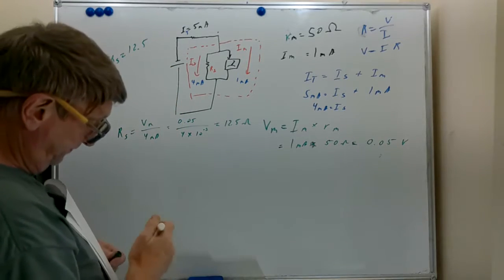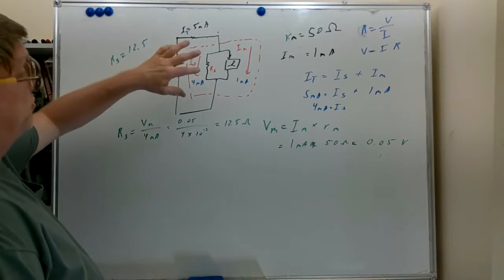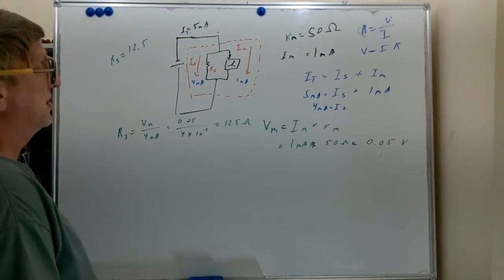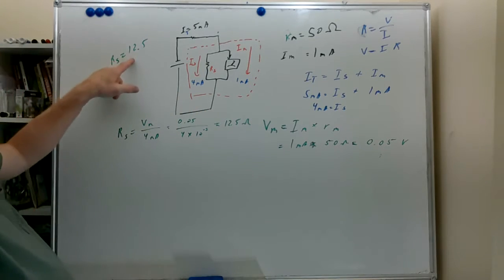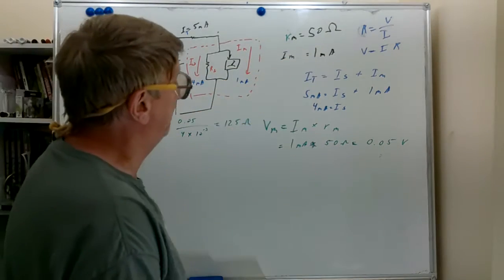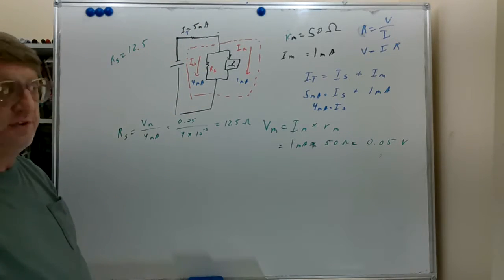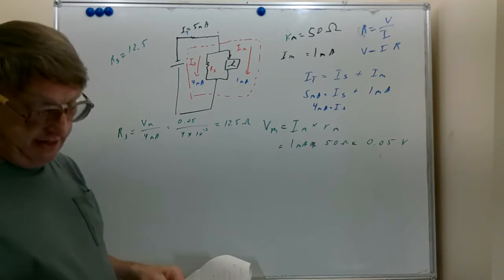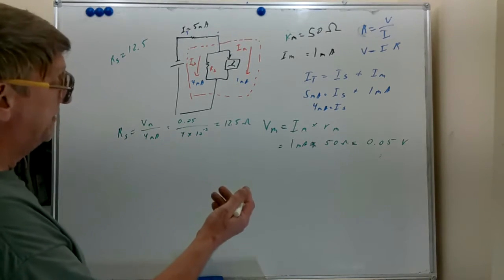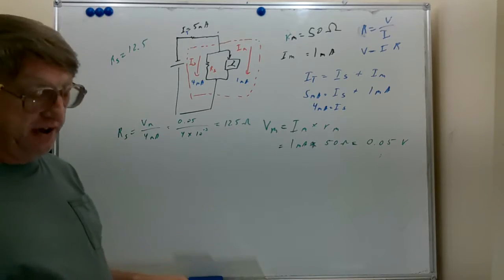So now we have 12.5 ohms here, 50 ohms here. We have 1 milliamp there, we have 4 milliamps there. You'll notice that 12.5 is also 1/4 of 50. So the same voltage is going to put 4 times as much current through the resistor. And now we've taken our 1 milliamp meter movement and we've turned it into a 5 milliamp meter, which we can use for measuring currents up to 5 milliamps.